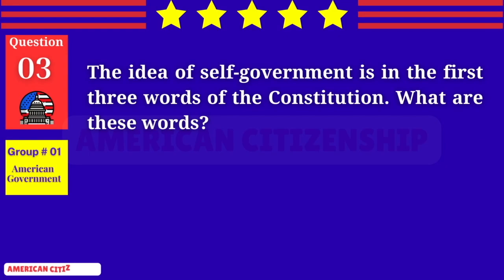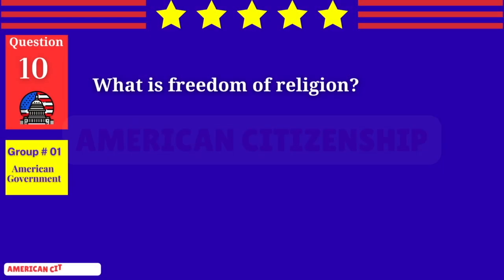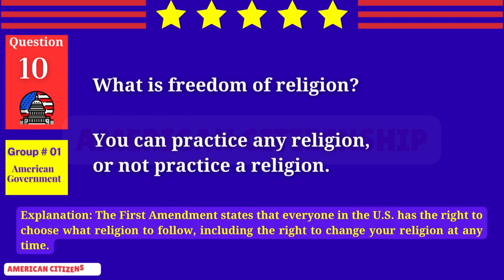The idea of self-government is in the first 3 words of the Constitution. What are these words? We the people. What is freedom of religion? You can practice any religion or not practice a religion.